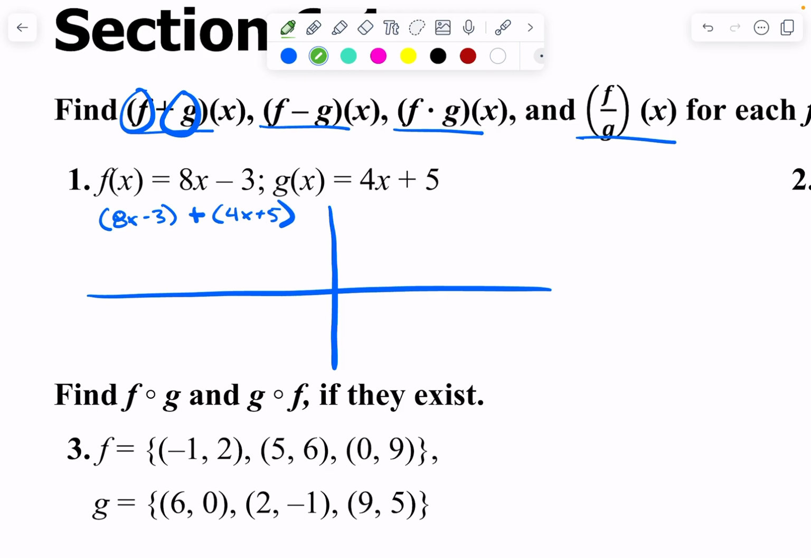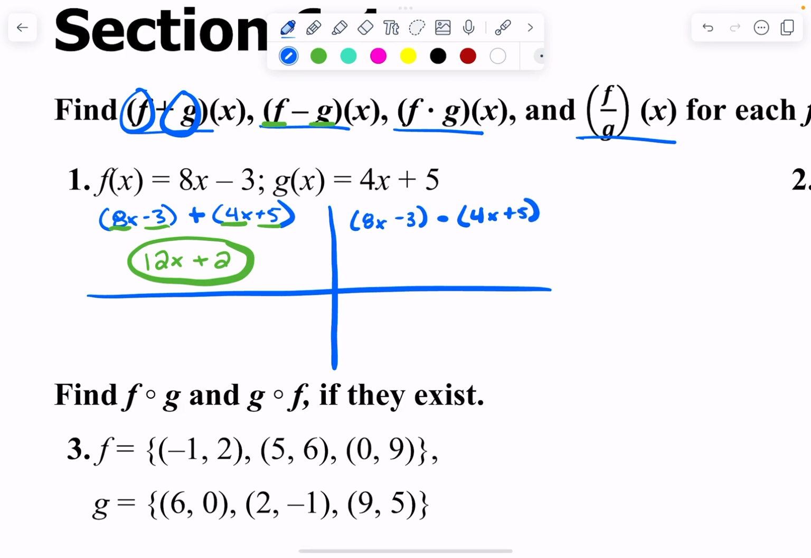So when you're adding, all you have to do is combine like terms. So 8x and 4x is 12x, and negative 3 plus 5 is plus 2. So 12x plus 2, that's my addition, okay? And then when I'm subtracting, make sure you do them in the same order as they give them to you. So the f comes first, and then I'm doing minus g.